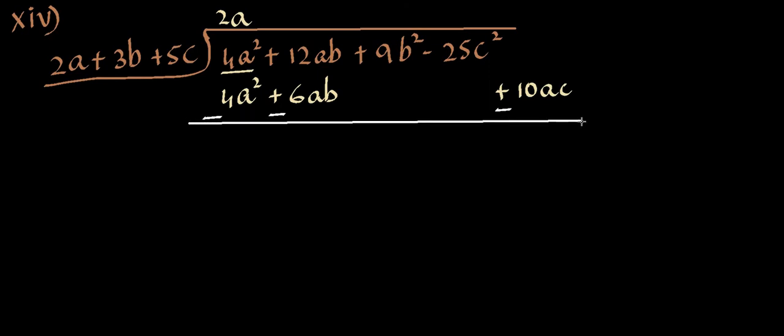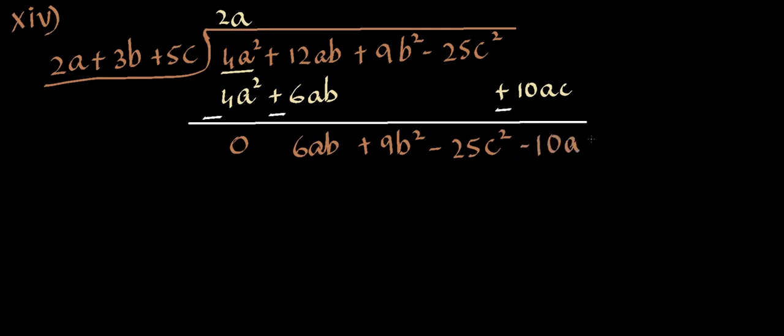What do we have left over here? Let's see what is our remainder. Our remainder is 4a square minus this, 0. 12ab minus 6ab is 6ab. And 9b square will come down as it is. Minus 25c square will also come down as it is, along with our last new term, that is 10ac. Now my new target is 6ab.